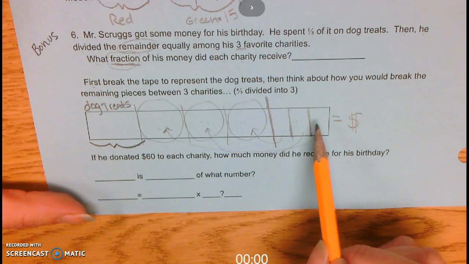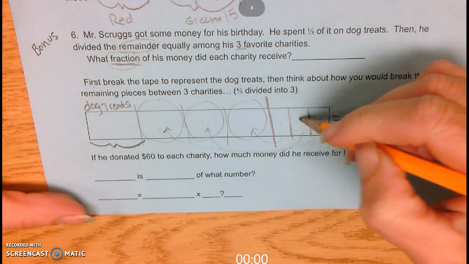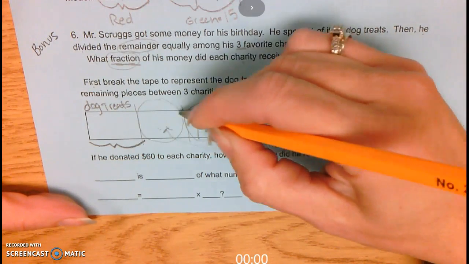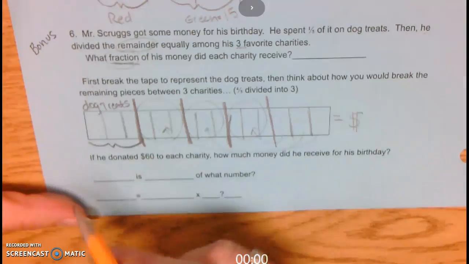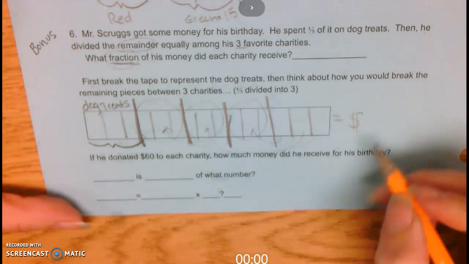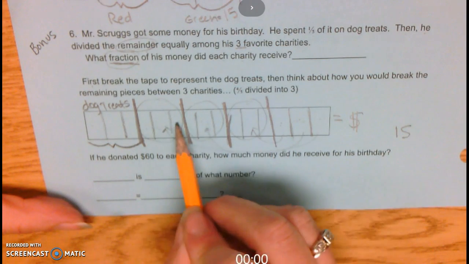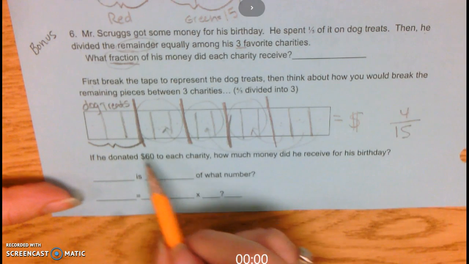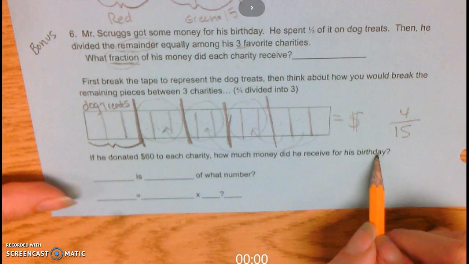So now I have to figure out what fraction this is. So I broke each of these sections into 3 pieces. So there's 5 groups of 3 pieces, so that's 15 pieces. And so then each of them would have gotten 4/15. So if he donated $60 to each charity, how much money did he receive for his birthday?